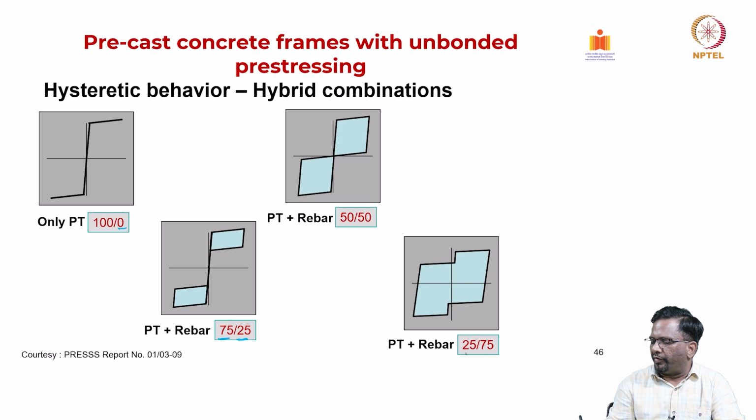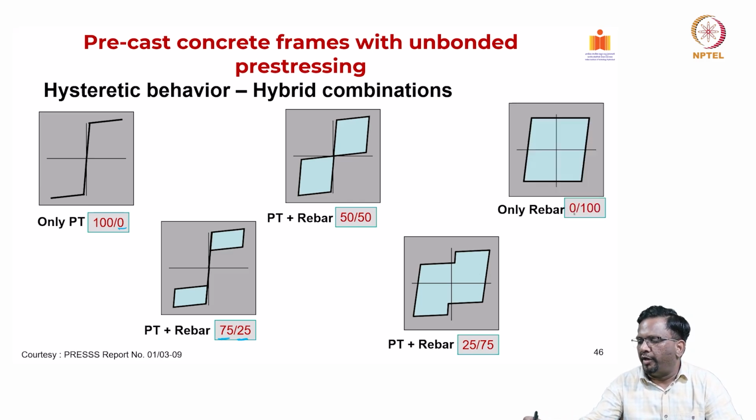And if I have PT low and rebar high, you get a very high amount of energy dissipation, but you will have high drift. That means a lot of residual deformation and the drifts will be high. Now only rebar, of course you get 100%, without PT. This is the best from a damping point of view, but from a recentering and less drift point of view, this is not a good solution. So we have to choose the combinations and then design for it.